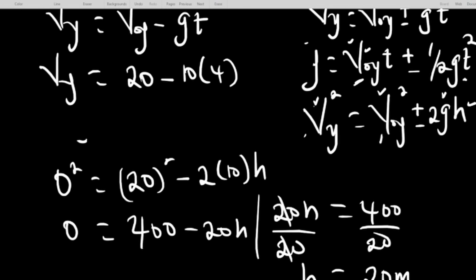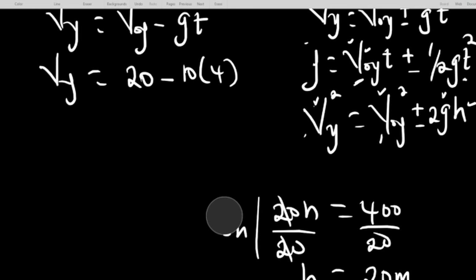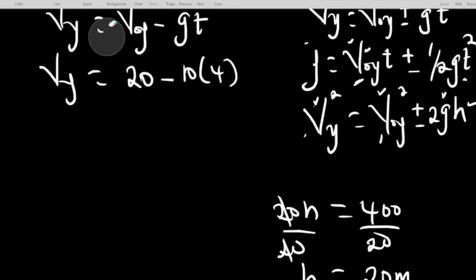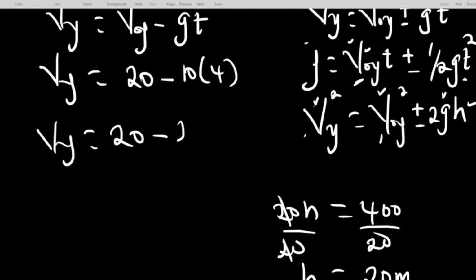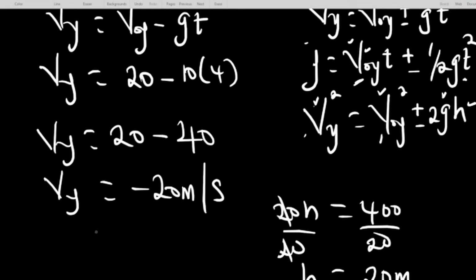Now we have, let me make some space here so that we can understand clearly what's going on. Here we have Vy is equal to 20 minus 10 times 4, which is 40. So the final velocity is 20 minus 40, that is negative 20 meters per second. And this is the solution.